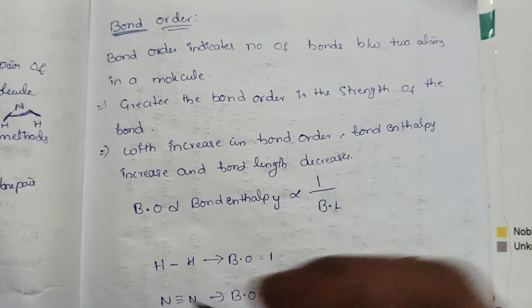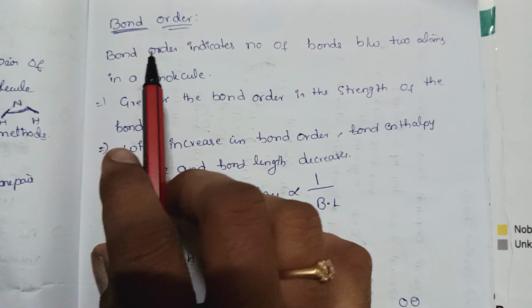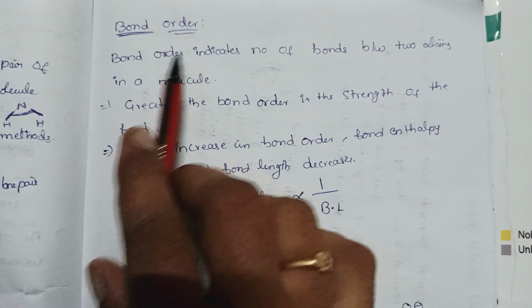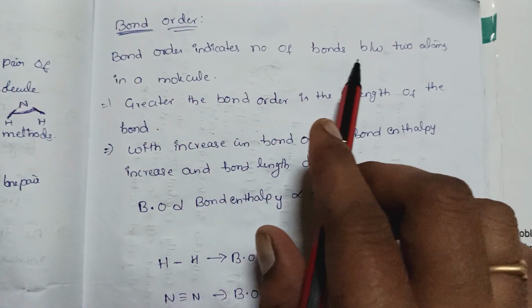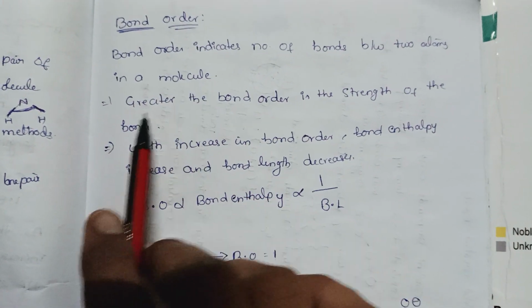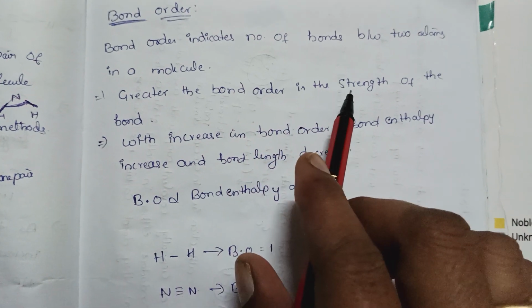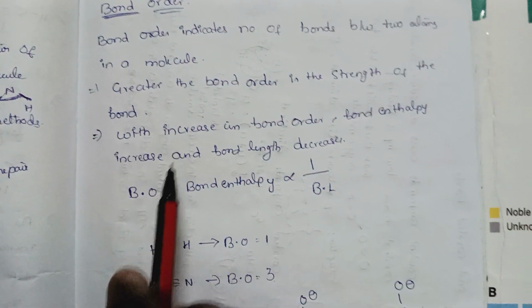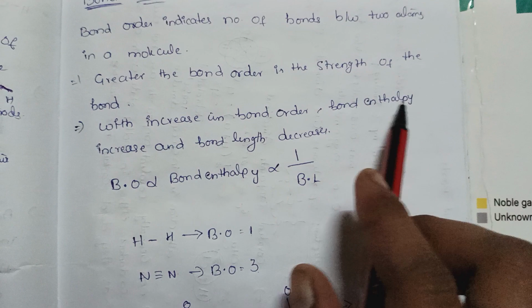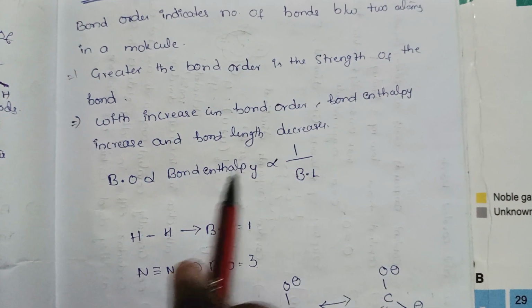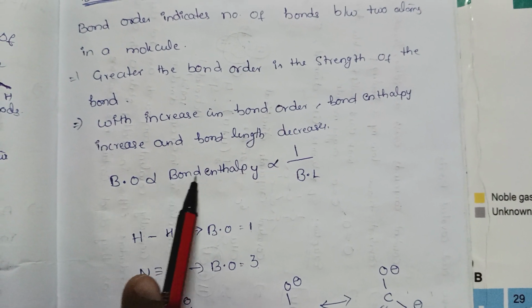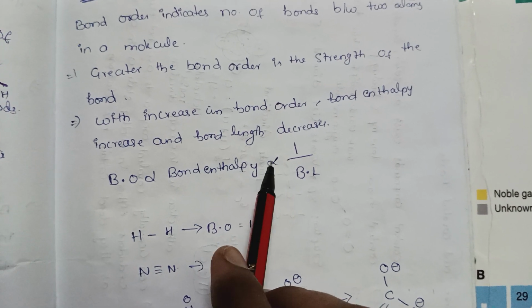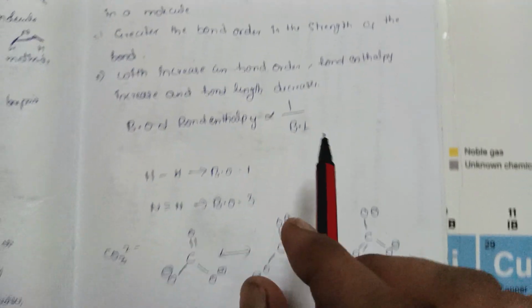Today we are going to discuss the last parameter of the bond parameters, that is bond order. Bond order indicates the number of bonds between two atoms in a molecule. The greater the bond order, the greater the strength of the bond. With an increase in bond order, bond enthalpy increases and bond length decreases. Here, bond order is directly proportional to bond enthalpy and inversely proportional to bond length.